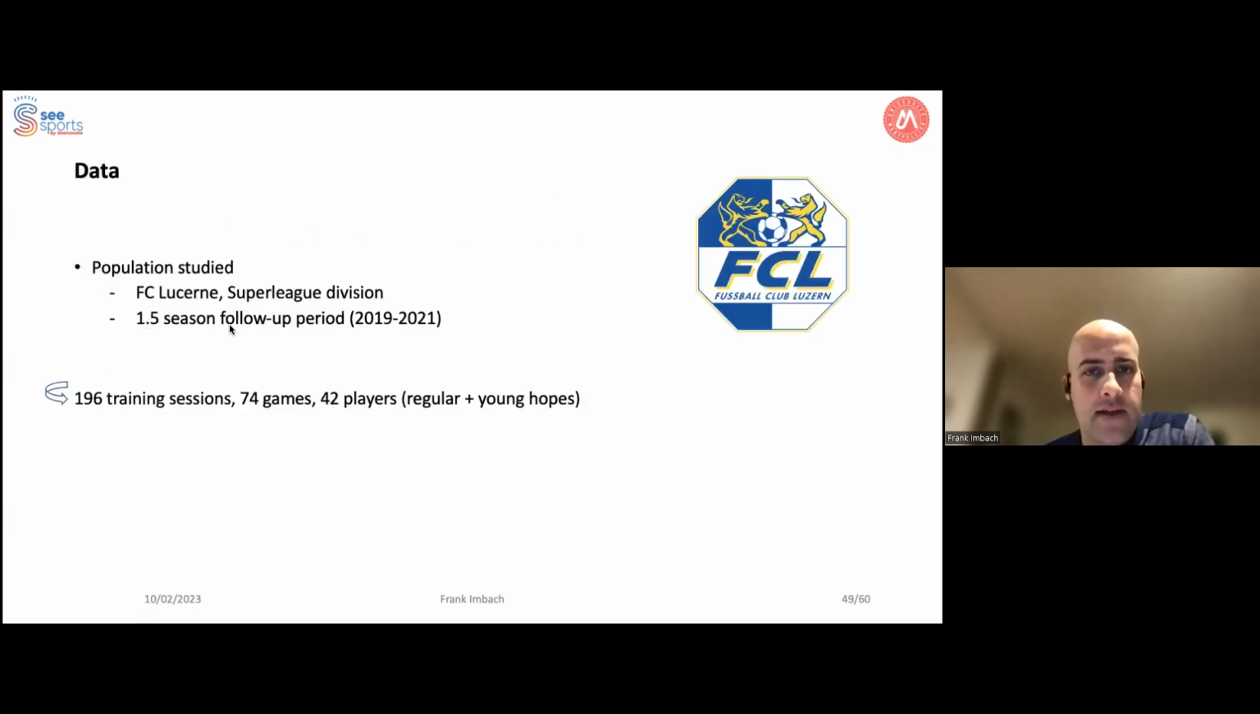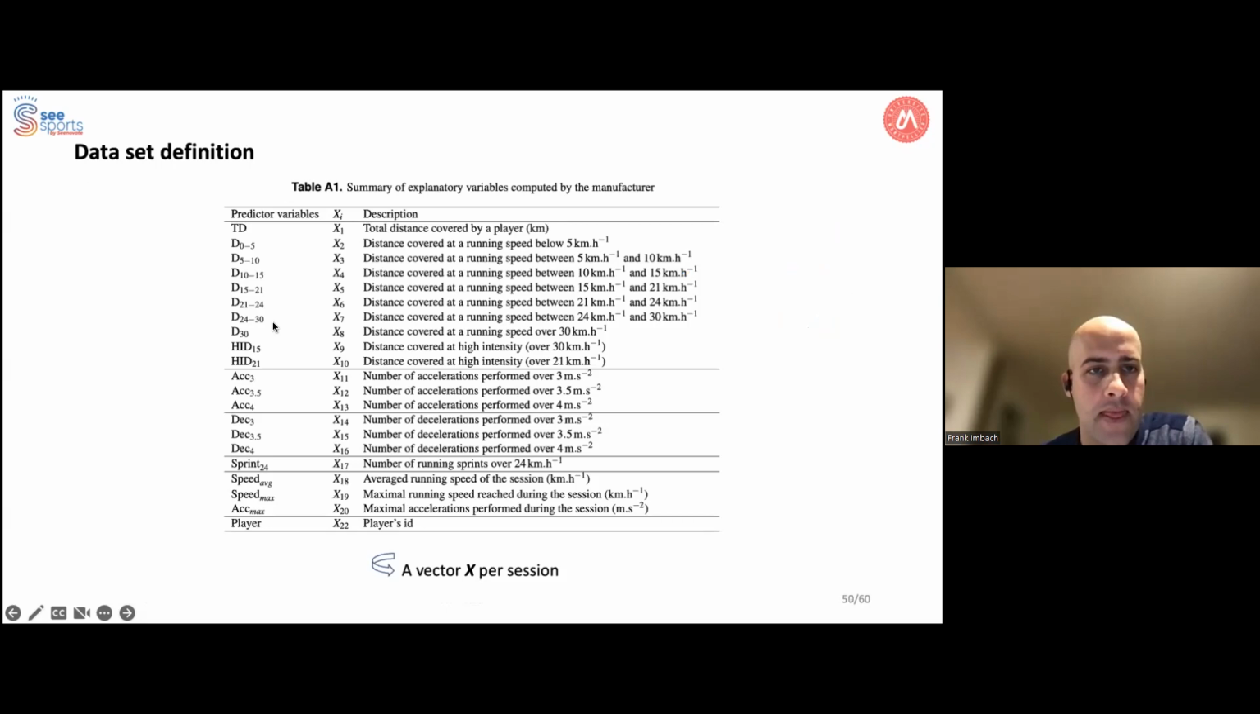In terms of data, we worked with the football club of FC Lucerne, which is in the Super League division, and made a follow-up over 1.5 seasons, 2019 to 2021, and we had 196 training sessions, 74 games, and 42 players, considering regular ones and new hopes. This is a summary of the data set.